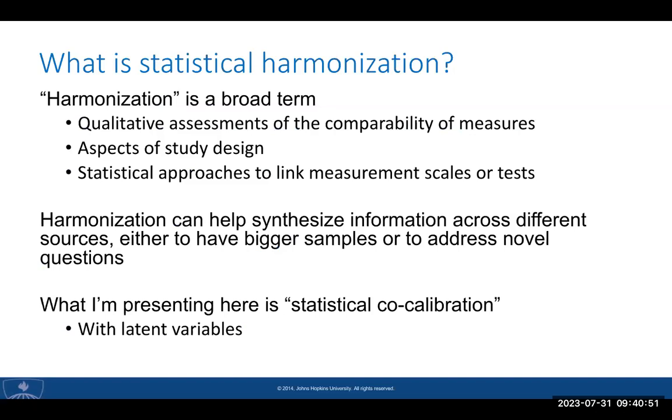So what is statistical harmonization? Well, harmonization is a broad term. It can describe qualitative assessments of the comparability of measures. It can incorporate aspects of study design. So the HCAP, harmonized cognitive assessment protocol, harmonized, is referring to the second bullet here, where investigators came together and collaborated on study design and the study measures. Harmonization can also refer to statistical approaches to link measurement scales or tests, and this is where I've been doing a lot of work within the Gateway to Global Aging. And this third bullet we call statistical co-calibration, just to distinguish it from other forms of harmonization.